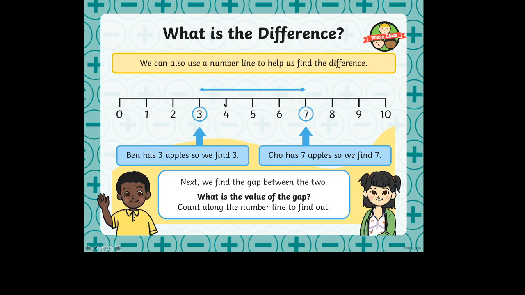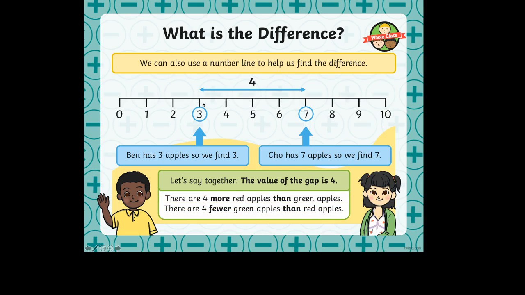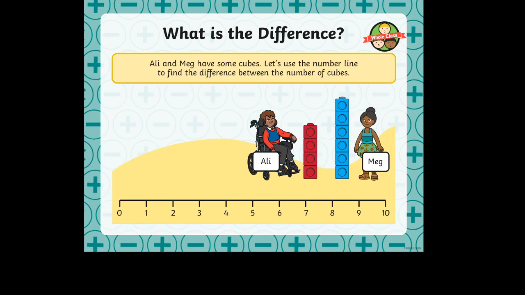Ready? 1 jump, 2, 3, 4 jumps. The value of the gap is 4. Now we went forwards on the number line. Let's see if it's the same going backwards. 1, 2, 3, 4. So we can say that there are 4 more red apples than green apples, or there are 4 fewer green apples than red apples. It's the same answer, just worded in a different way.